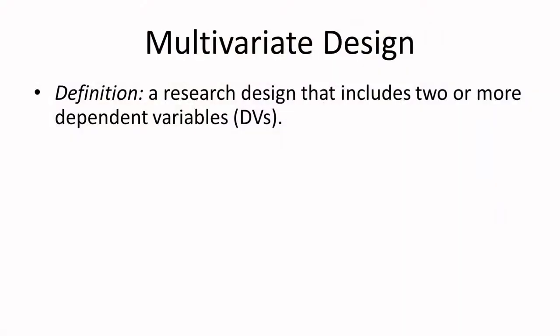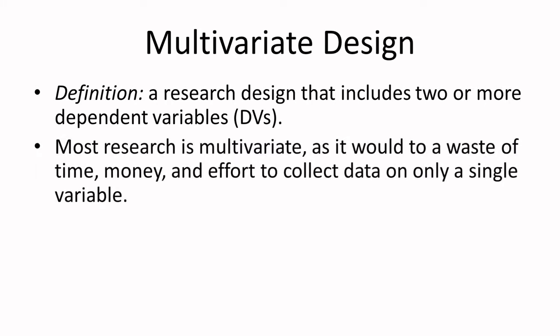So if you're going to be doing any research that involves multiple dependent variables, the kind of research you're going to be doing is called multivariate design research. Simply put, this is a research design that includes two or more dependent variables. Now the fact is, most research is in fact multivariate design.